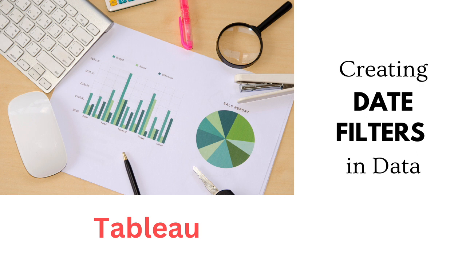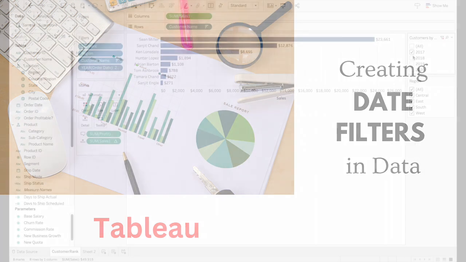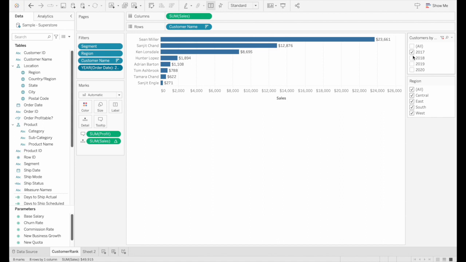Hello everyone. In this video, we'll go through a step-by-step process using Tableau to create a date filter. Let's get started. Say, you have created a view that shows top 10 customers for various regions. Now, create a discrete date path filter in the view to see how these customers ranked across few years.